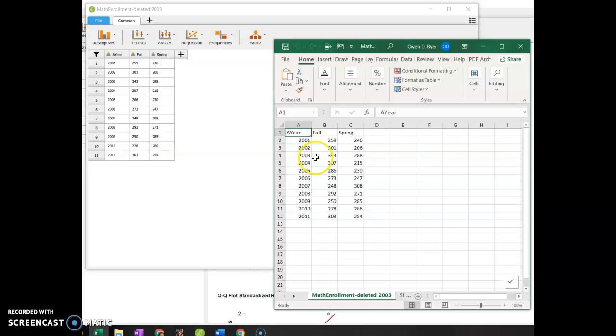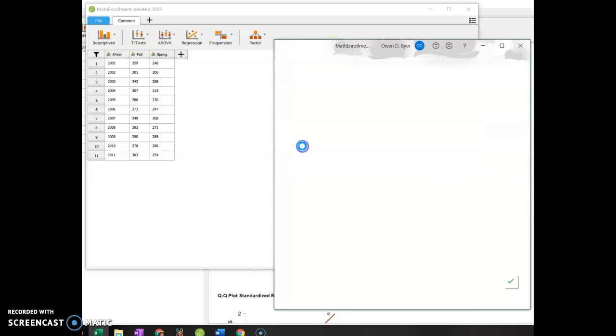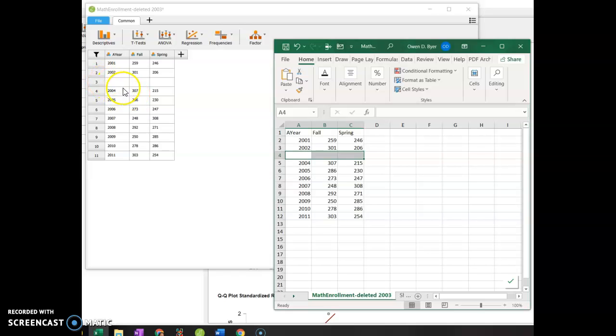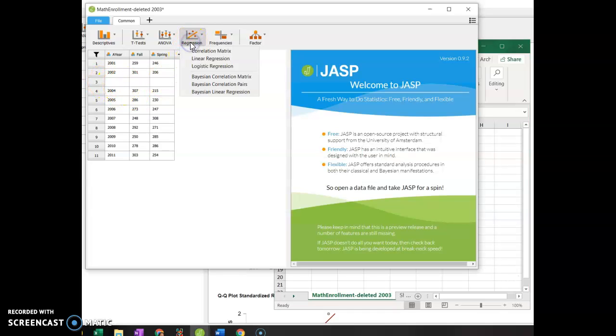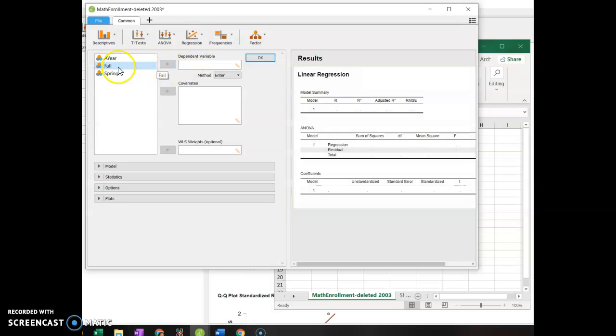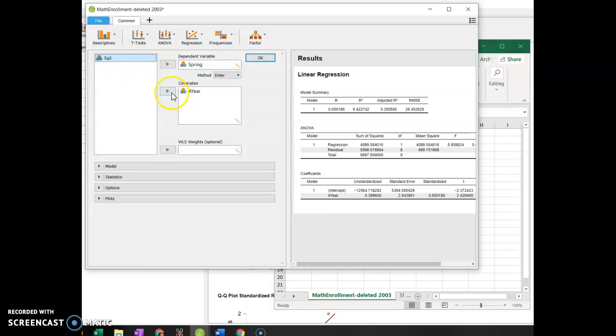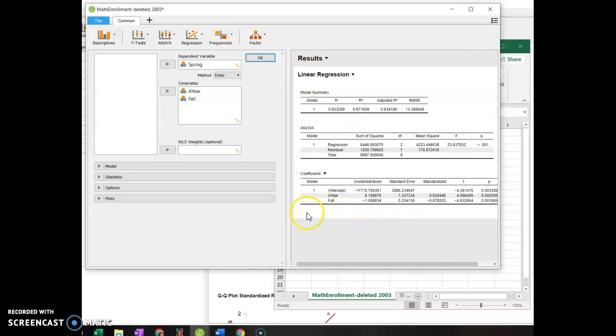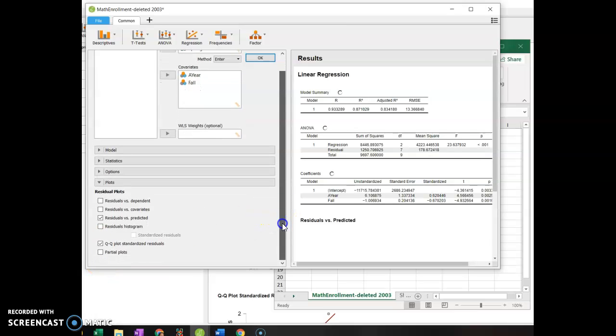Okay, here's the Excel spreadsheet. I'm going to highlight that row, hit the delete button, and then hit save. And you can see that it showed up as deleted there. Now when I run the regression, same thing, put spring in as the dependent, the others in as the covariates, make it a different equation. Now I'll just plot the residuals versus predicted, maybe the QQ plot too, see how normal they look.